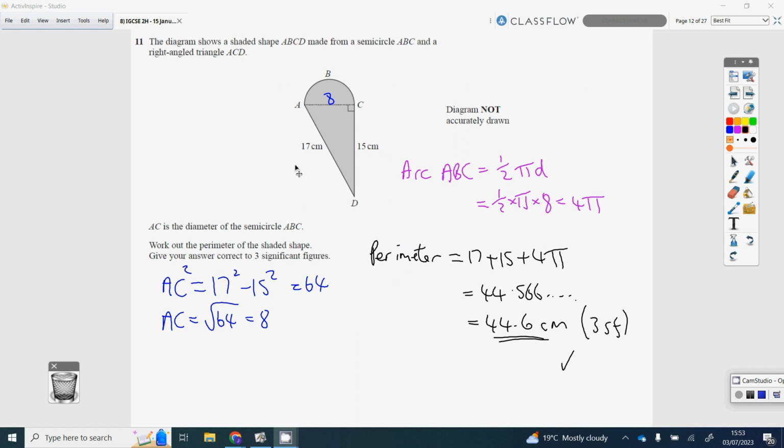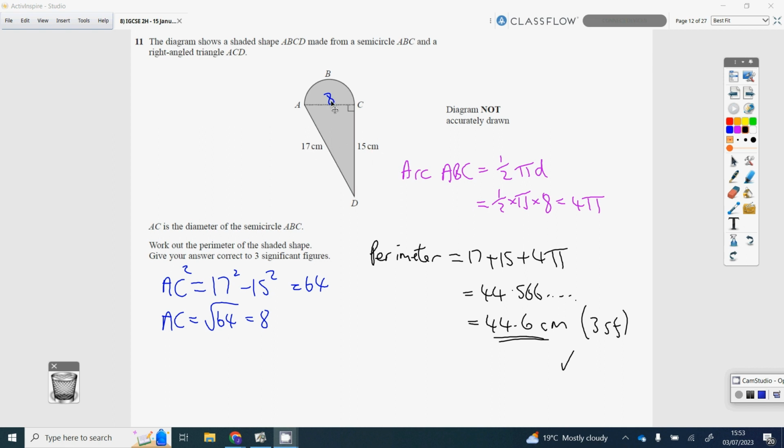Question 11, we're being asked to work out the perimeter of the shape. So that's just running around this shape. That's going to be 15 plus 17, plus the distance running around the outside of this semicircle. To work out this curve length, we need to know the diameter of the semicircle, that length there, AC. To do that, I'm going to use Pythagoras on the right-angled triangle ACD, because we know two sides and we're trying to work out the third side.